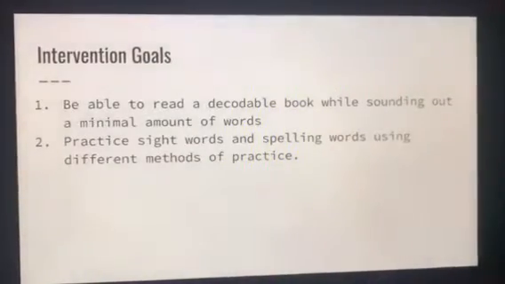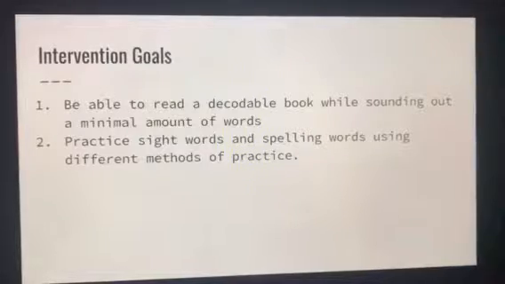Some intervention goals that I had with my student was to be able to read decodable books while sounding out a minimal amount of words, which she did phenomenal towards the end. She rarely ever had to sound out any words. And as we went through, she thought it was so cool when she saw her sight words and spelling words in the book, and she could just read them off like it was nothing, and she thought that was really cool.